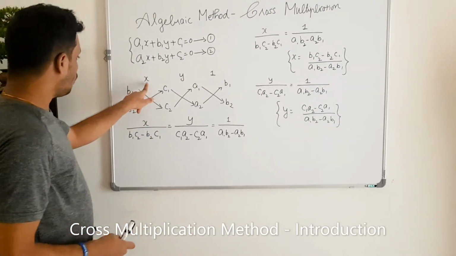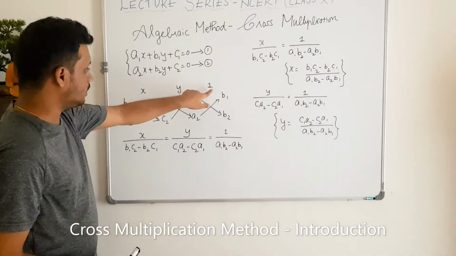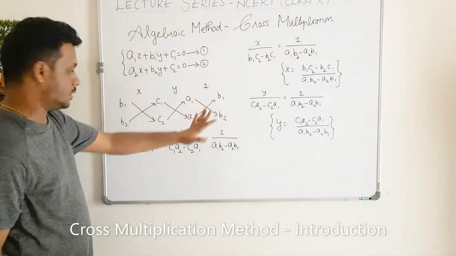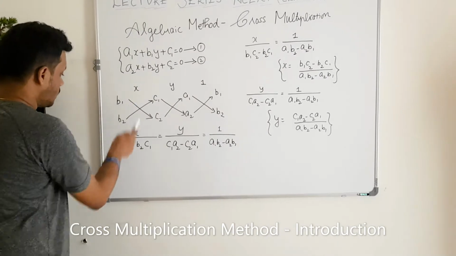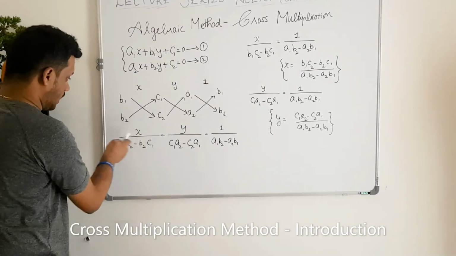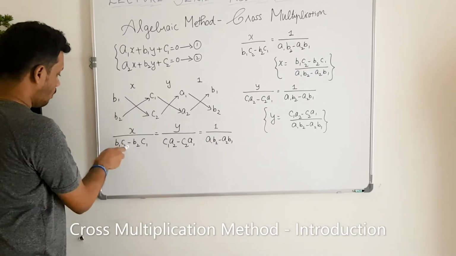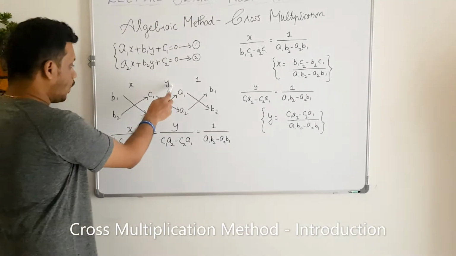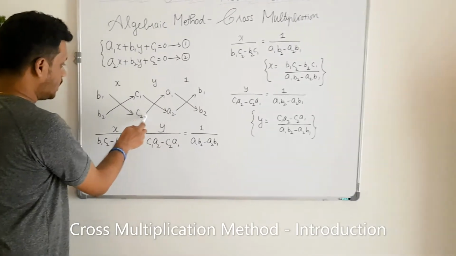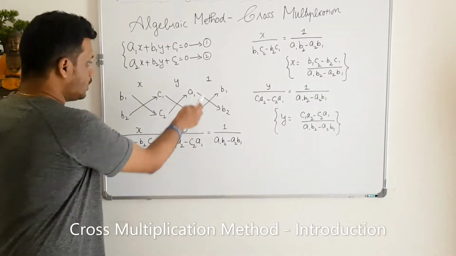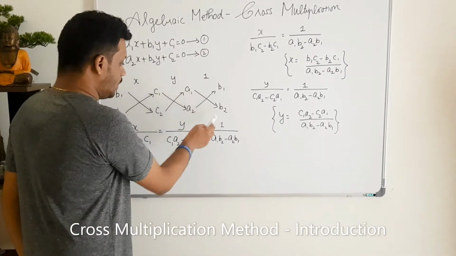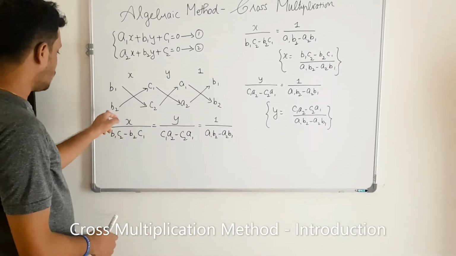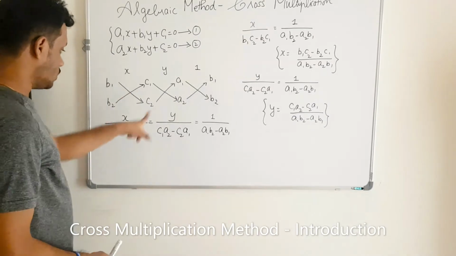What we do is, in order to find x, y and this 1, we will be cross multiplying these coefficients in a sequence. First what we do, x by, this is how we write, x by b1 c2 minus b2 c1, that will be the denominator for the x variable. For y it will be c1 a2 minus c2 a1, that will be for y. Then for the constant term it is a1 b2 minus a2 b1. So it's always from top to down, then minus from bottom to top.